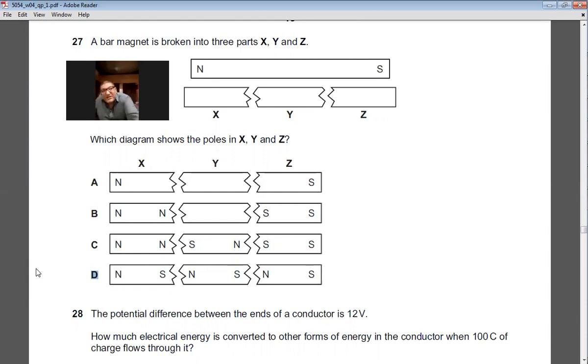I think D will be the right answer, sir. Yeah, D is right.